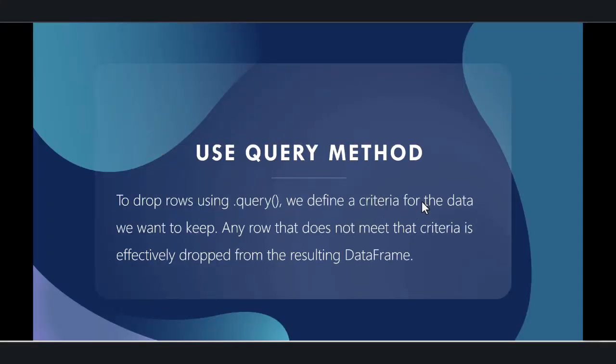This is the last method, that is using the query method. To drop rows using the query method, we define a criteria for the data we want to keep. Any row that doesn't meet that criteria is efficiently dropped from the resulting data frame. I hope you got some idea by listening to this sentence because it is so simple. By using the query method, we will define criteria for the data that we want to keep. Any rows which do not meet the criteria which we have written will be efficiently dropped from the resulting data frame. This is so simple, but we'll see an example to understand more.